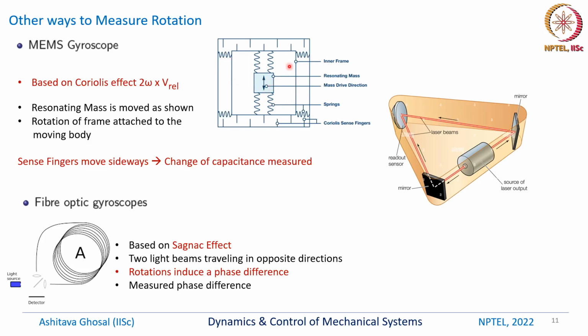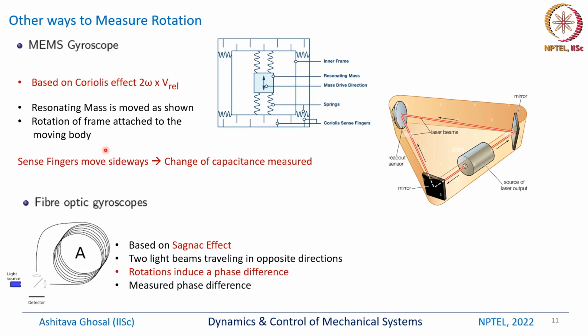So if this whole body is rotating about the z direction, which is coming out of the page, and this mass is translating along this x direction, then z cross x will give me a force or a motion in the y direction. So this is 2 omega cross v relative. This is from the Coriolis acceleration. So omega is coming out, v relative is this. So omega cross v relative, this body will move left or right.